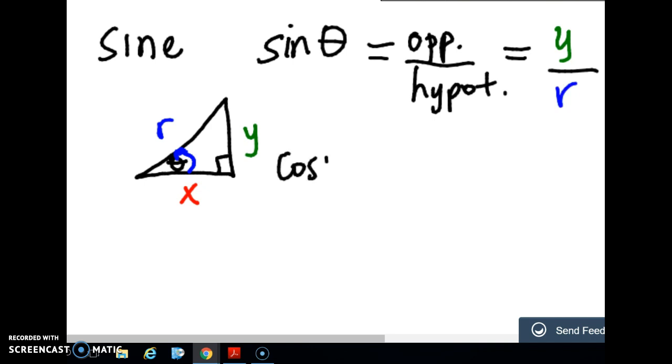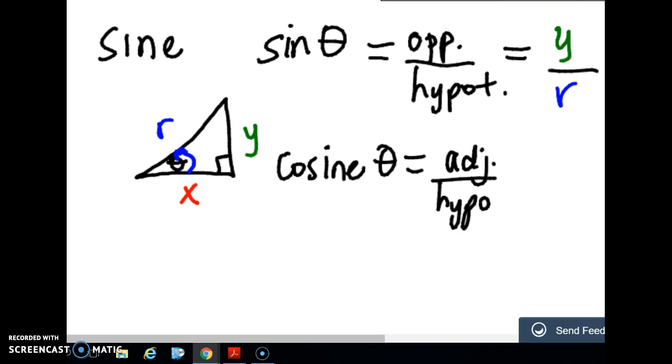Cosine of theta: Oscar had was sine, so a heap is cosine. So it's adjacent over hypotenuse, which is represented by, here's theta, the side that touches it again is x, and the hypotenuse is r. So it's x divided by r.